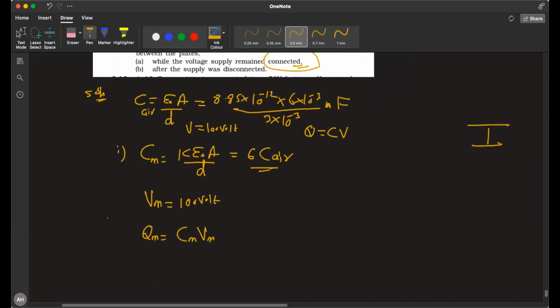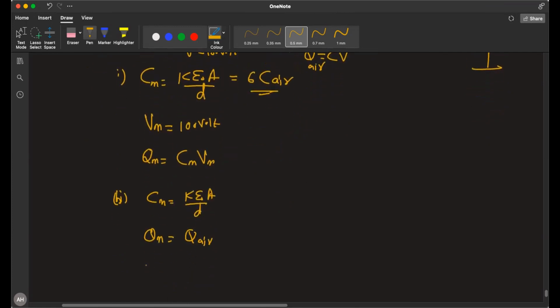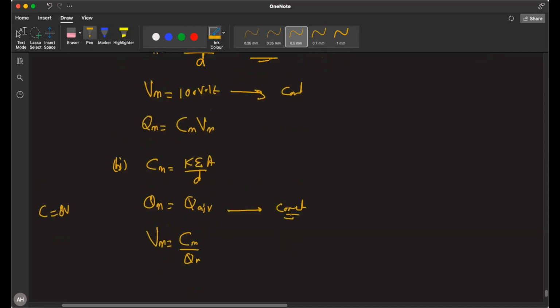And in part B, when the battery is disconnected, there's no effect on capacitance. Capacitance will be K epsilon naught A by D only. But when you disconnect the battery, the charge remains constant. It means the charge now is the charge in air. This is the charge in air. But the potential will change. C is equal to Q by V, so V is Q by C_m. So when the battery was connected, potential was constant. And when the battery is disconnected, it is the charge which remains constant. That was the question. Do it.